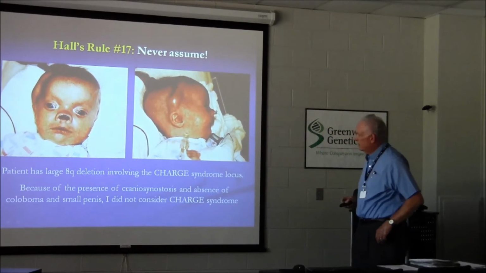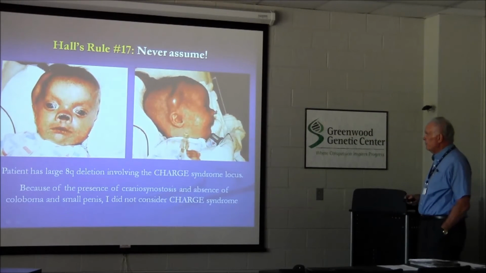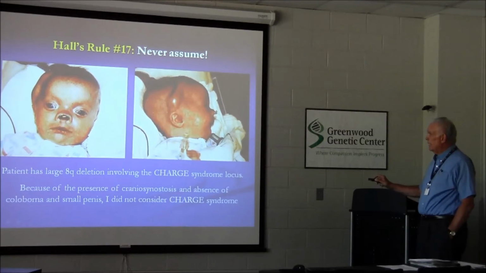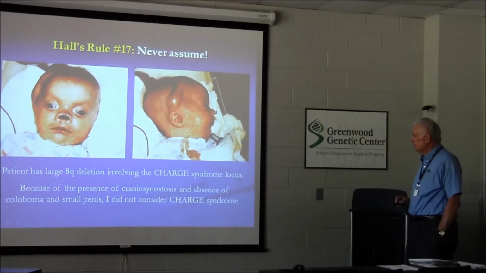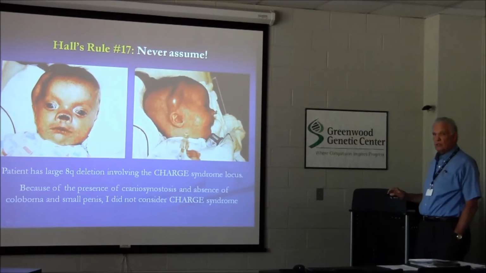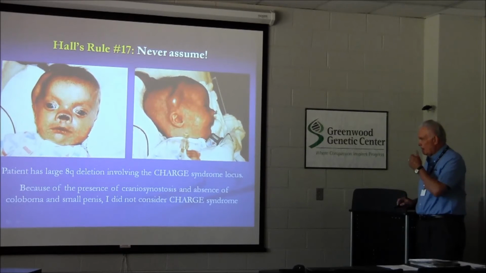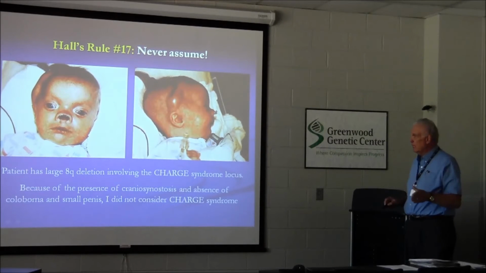And this is a patient I saw whose only feature was corneal atresia. You can see that the child has the stents in the nose. He had also, I think, some cranial synostosis. And I could not make the diagnosis of CHARGE based on the presence of cranial synostosis, which hadn't been reported in CHARGE. And there was the absence of coloboma and small penis. So I did not make the diagnosis. Well, that's my first mistake as far as not considering the diagnosis seriously enough.